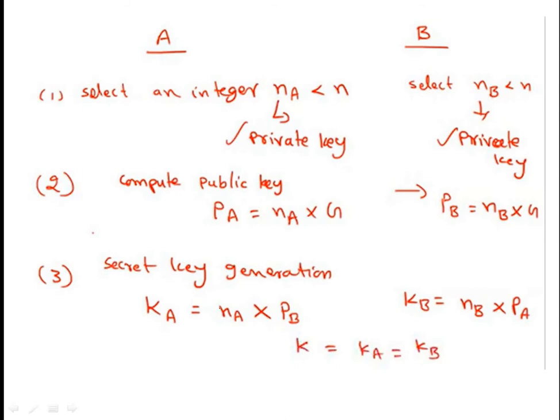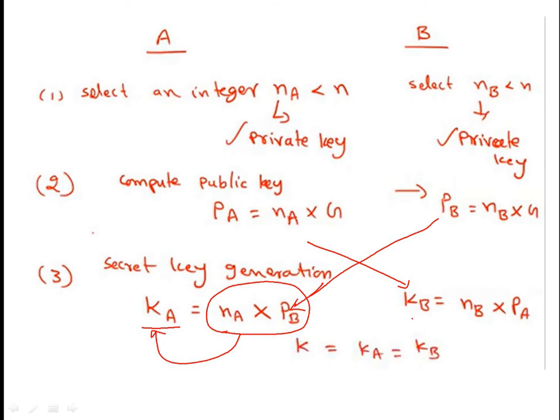Now how is the secret key calculated? The secret key is calculated by using the formula KA, which is the secret key of A, equal to nA into PB. What is PB here? PB is nothing but the public key of B. So the public key of B is shared to A, and then by using it, A calculates the secret key. Similarly, the same thing happens here. You can see KB equal to nB into PA, where PA is the public key of A. So the public key of A is shared to B, and KB is calculated by B.